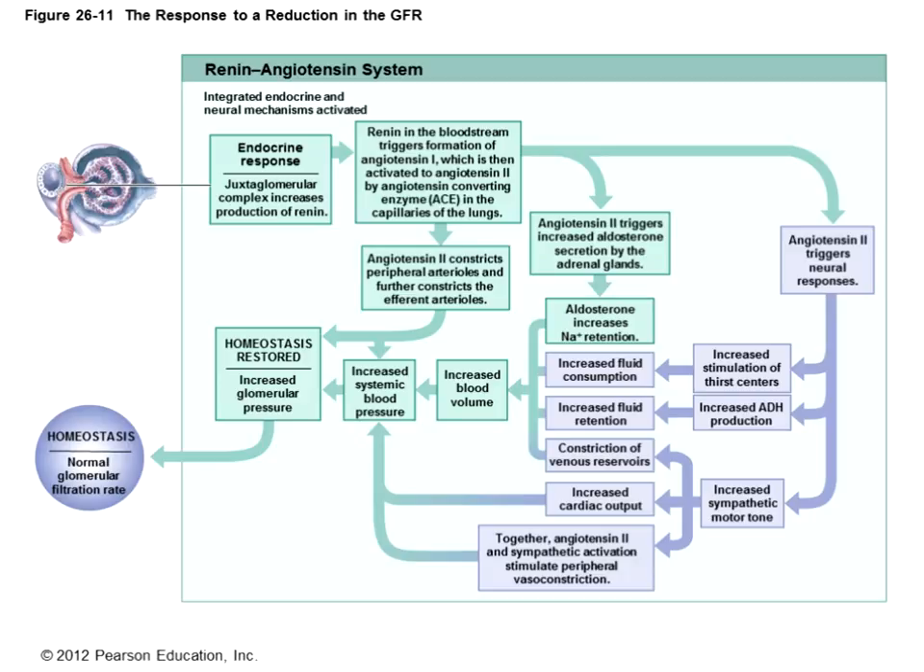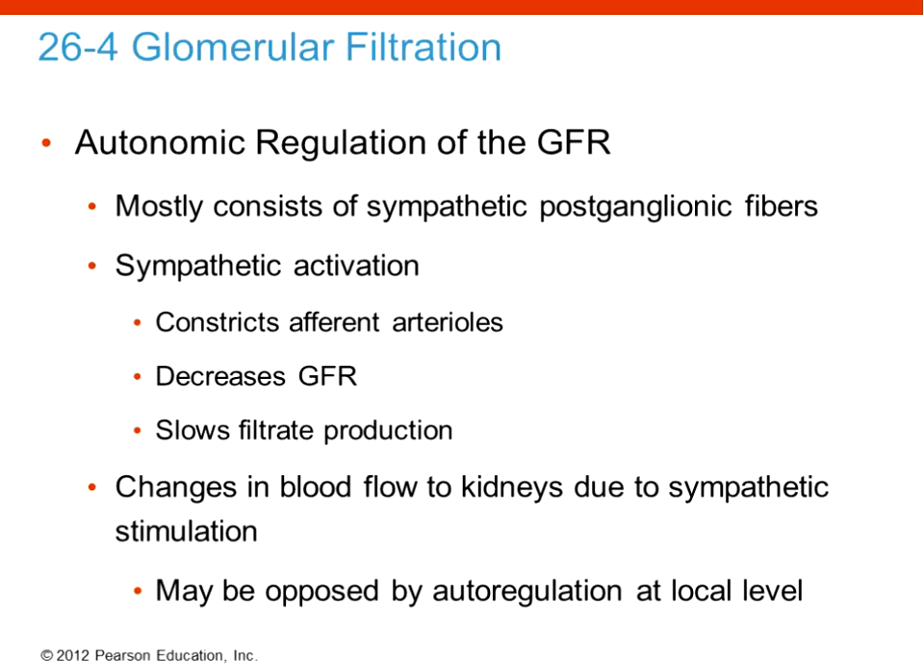And so this is a nice slide that's showing when you have a reduction in GFR, how the renin-angiotensin system is basically trying to drive pressure back up. If you get pressure back up, you're going to get pressure in the glomerulus back up, and that's going to increase GFR. Okay, and so this shows that process of the renin-angiotensin system. All right, so make sure you look through that.